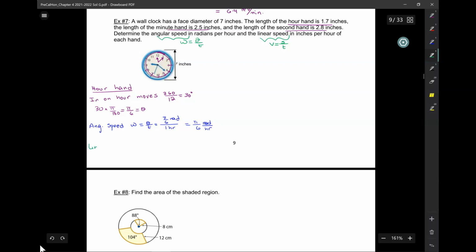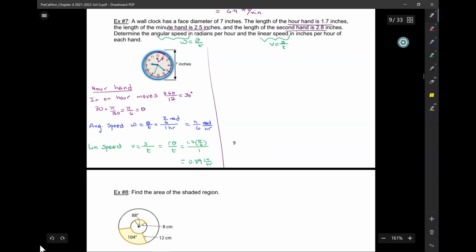The linear speed is v equal to s over t. But what's s from before? s equals r theta, so v is r theta over t. How much is r for the hour hand? 1.7 times pi over 6 over t. So that is 0.89 inches per hour.